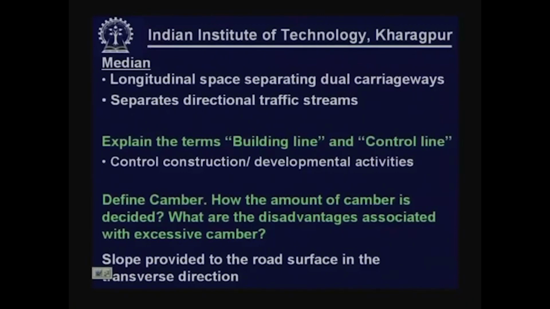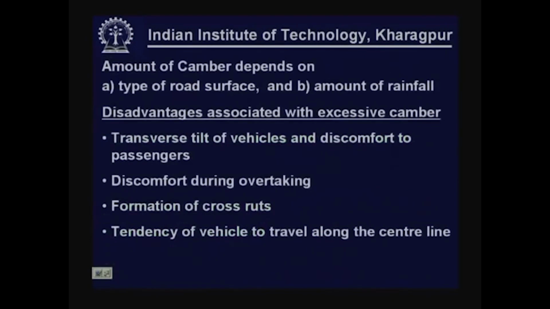Define camber: it is a cross slope provided to the road surface, the carriageway, in the transverse direction for the drainage of water. Amount of camber depends on the type of road surface, pervious or impervious. More impervious surface, lesser camber is required, and also it depends on the amount of rainfall. Heavy rainfall, more camber or more cross slope will be required. Less rainfall, lesser camber or cross slope will be required.